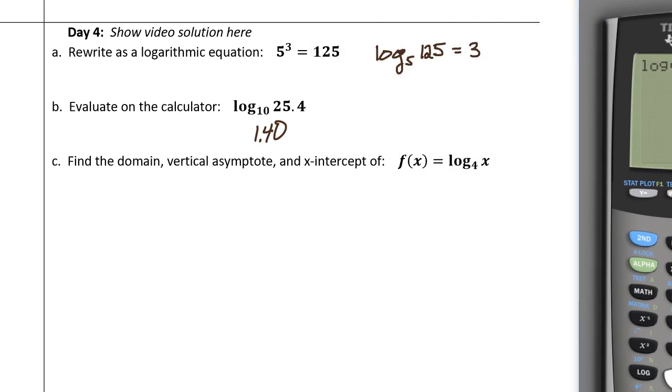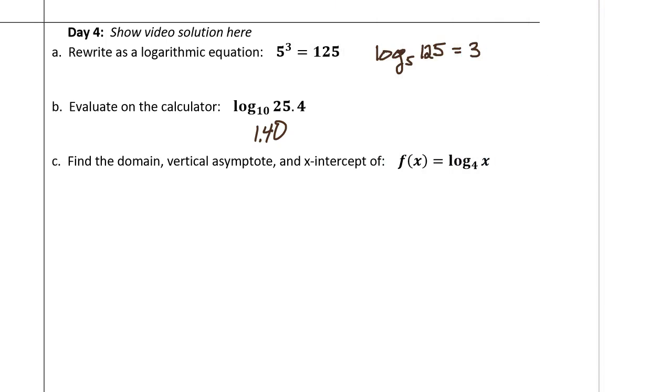Now question C. Find the domain, the vertical asymptote, and the x-intercept of this function. One option is to graph the function using the calculator, and then looking at the graph, you can find these 3 features. However, it would be better if you could figure out these 3 features from the equation so that when you then draw the graph, you're able to use these 3 things to help you draw the graph.